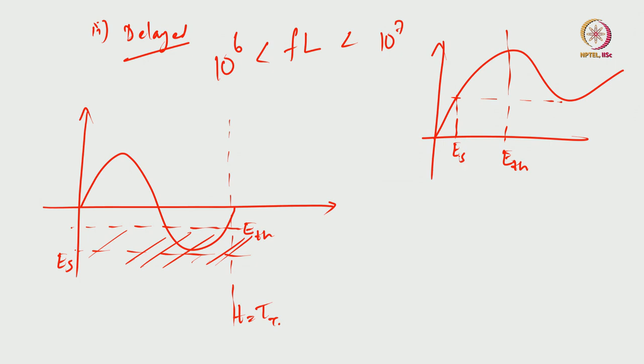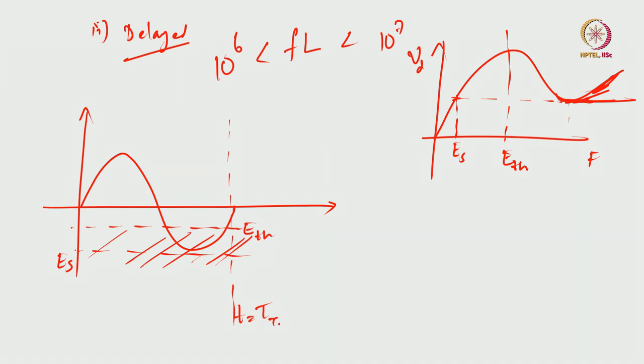This is the field at which your velocity will attain saturation. This is velocity by field, so the velocity by field goes like that. This is the field at which your velocity eventually becomes saturated. So this is your transit time mode, where the period of oscillation is exactly equal to the transit time.